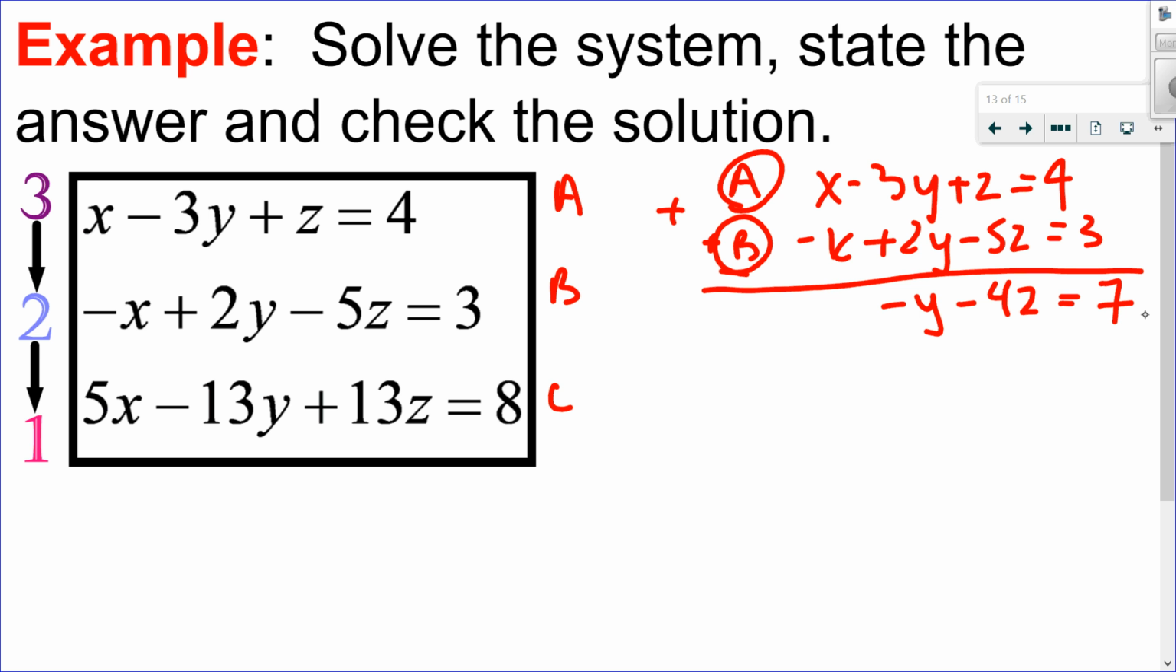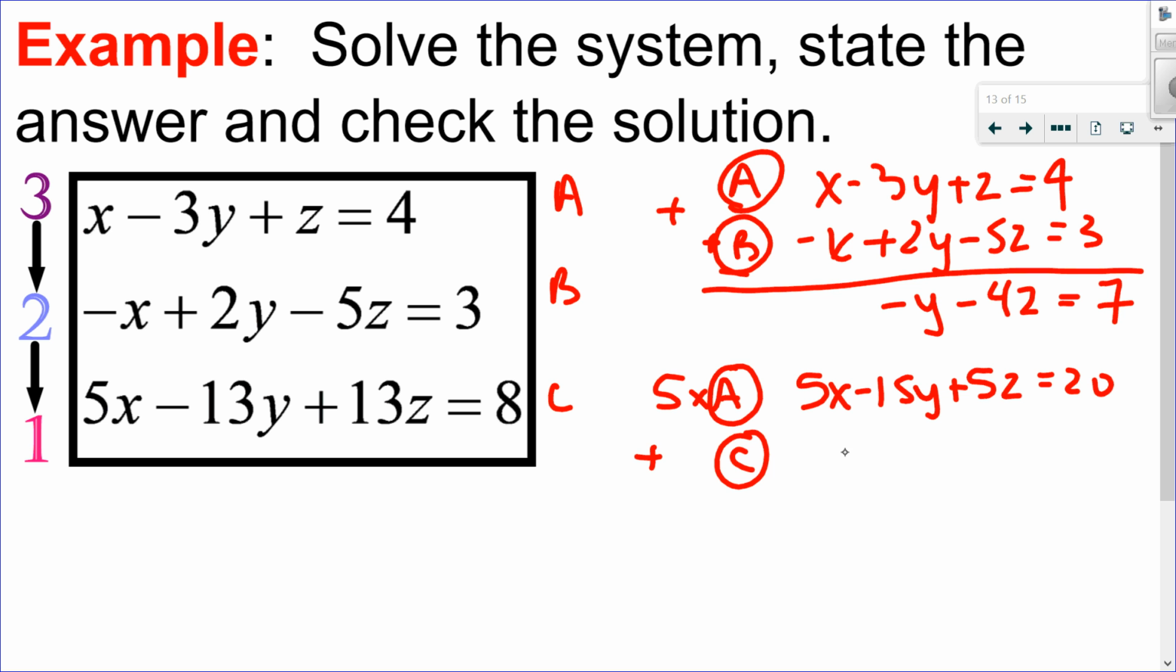Now let's look at equation A. I'm going to multiply that by 5, and add that to equation C. My mistake, C. So 5 times equation A: 5x minus 15y plus 5z equals 20. And then equation C, I'll write that underneath. Oh, and I'm not going to add, I can see that right now. I'm going to subtract.